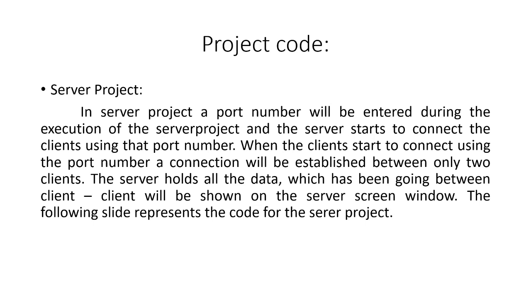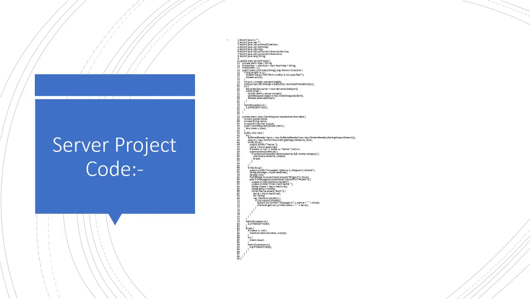When the clients start to connect using the port number, a connection will be established between only two clients. The server holds all the data which has been going from client to client, and it will be shown on the server screen window. The following slide represents the code of the server project. This is the overall view of the server project. Anyhow, I'll be explaining it at the end of this presentation, compiling the project codes and demonstrating how the messages will be transferred from client to client.